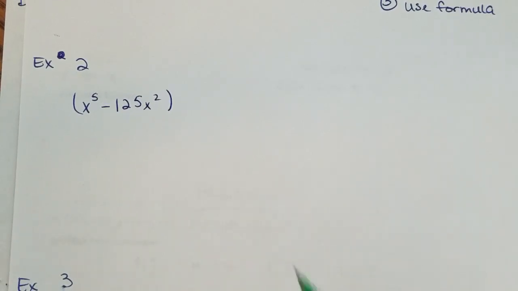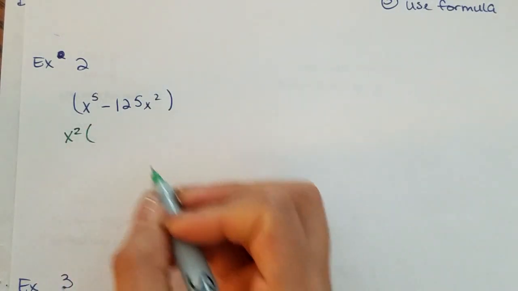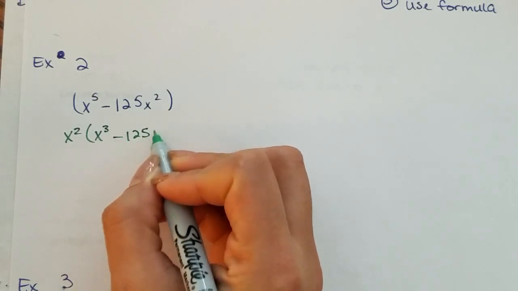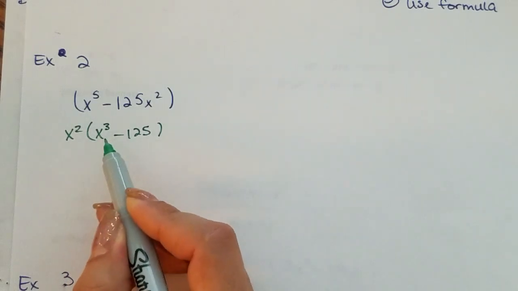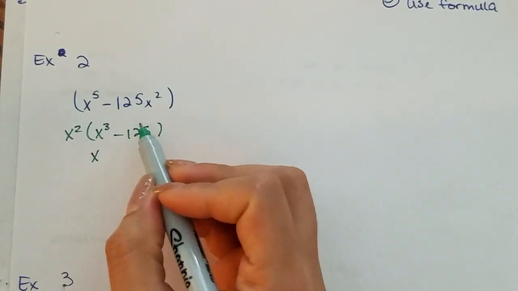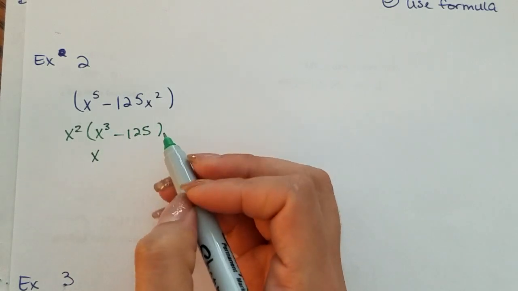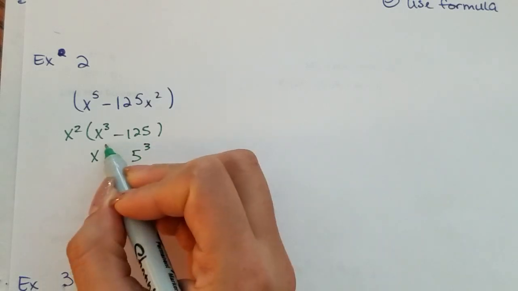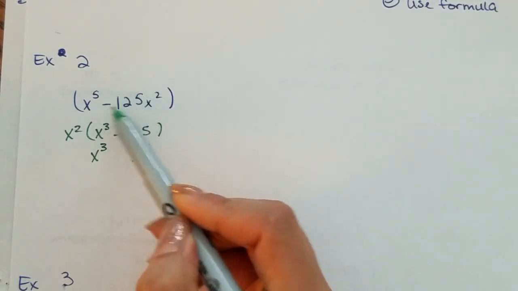Step 1, check for a GCF. Well, I see that both of these have an x squared term, so I'm going to go ahead and factor that out. If I take out an x squared, I'm left with x cubed minus 125 on the inside. Can I take the cube root of this first term? Yes, I can. That's x. The cube root of 125 is 5, so that's 5 cubed. This is the difference of cubes because I have a minus sign here.